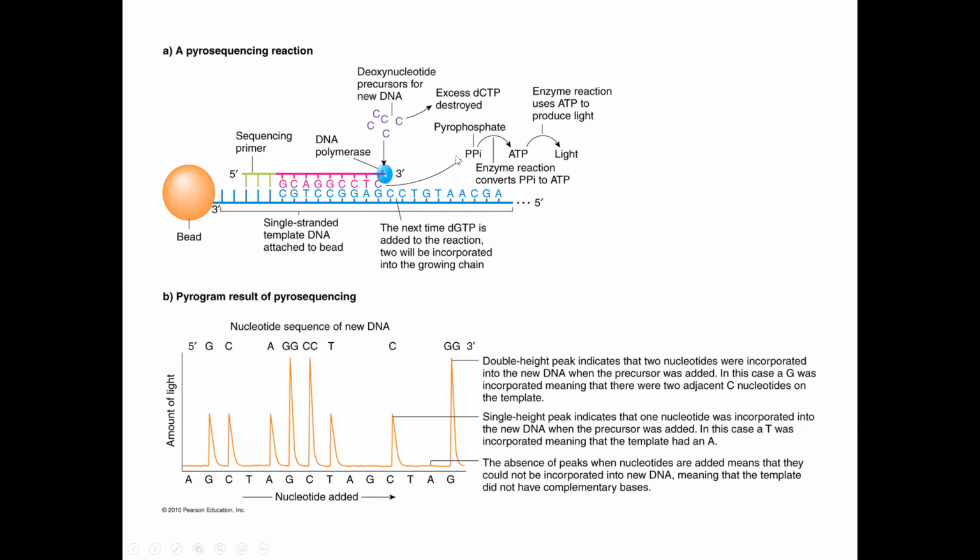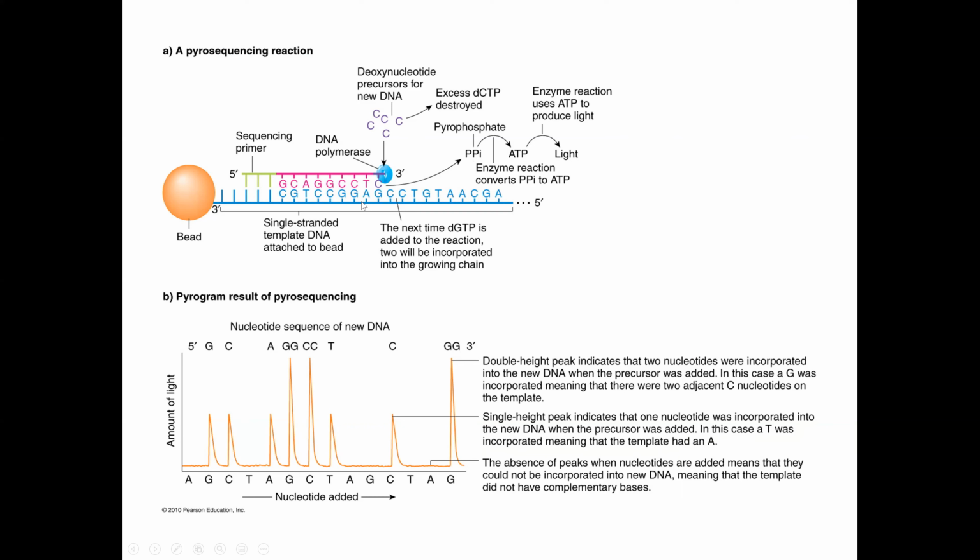From that reaction, we've produced pyrophosphate. We destroy the extra dCTP, okay? Then we're going to use that pyrophosphate to make ATP, which will make light. So did we add this? Yes, light. Okay, we wash away the extra dCTP, and then we add the next nucleotide. If what we add is G, it will pair with the C, and we'll complete this process again. If we add something else like A, it can't pair with C. All of those nucleotides will be degraded. We won't get any pyrophosphate. We won't get any light.